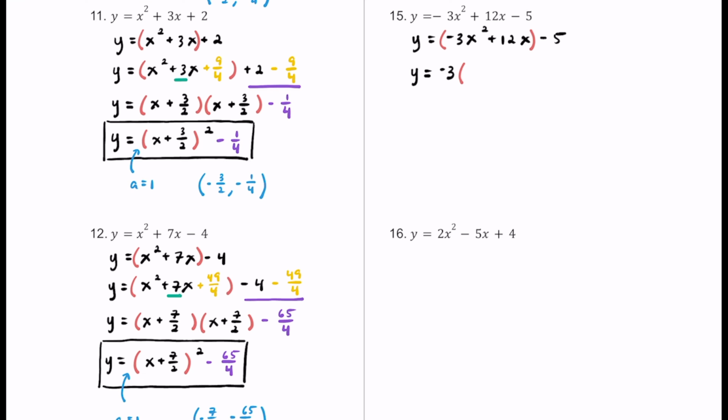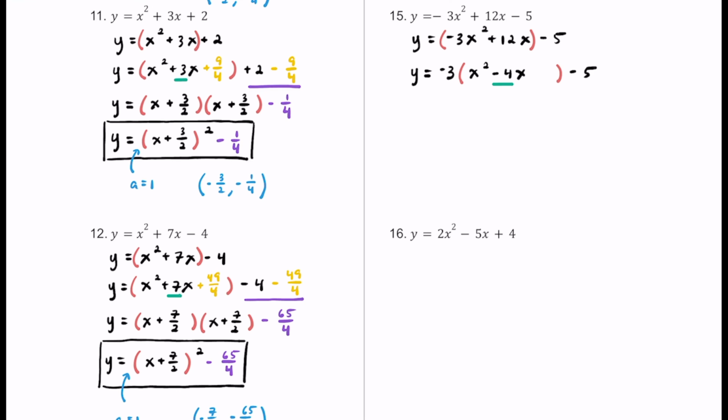So we factor out a negative 3, we should have positive 1x squared. And we're going to have a minus 4x inside here, right? Because a negative 3 times negative 4 is going to be that positive 12. And let's go ahead and keep some space open so we can complete the square and then have this minus 5 on the outside. Now be careful with this one, it's a little bit tricky, so pay close attention.